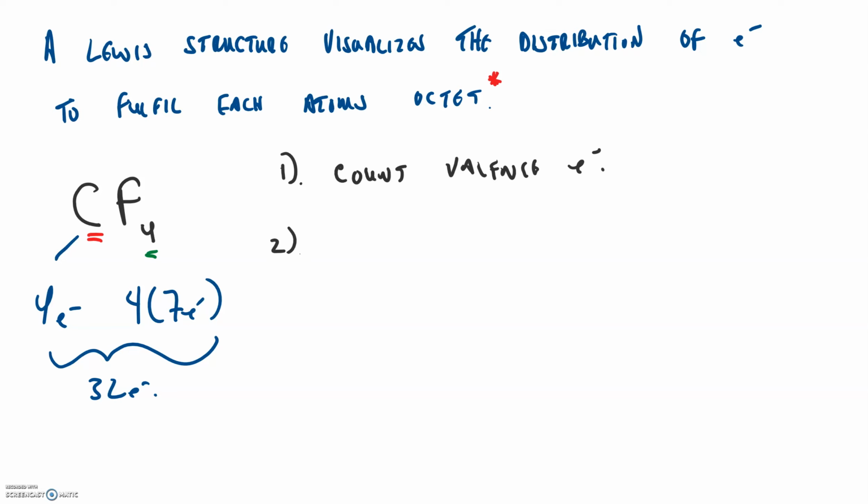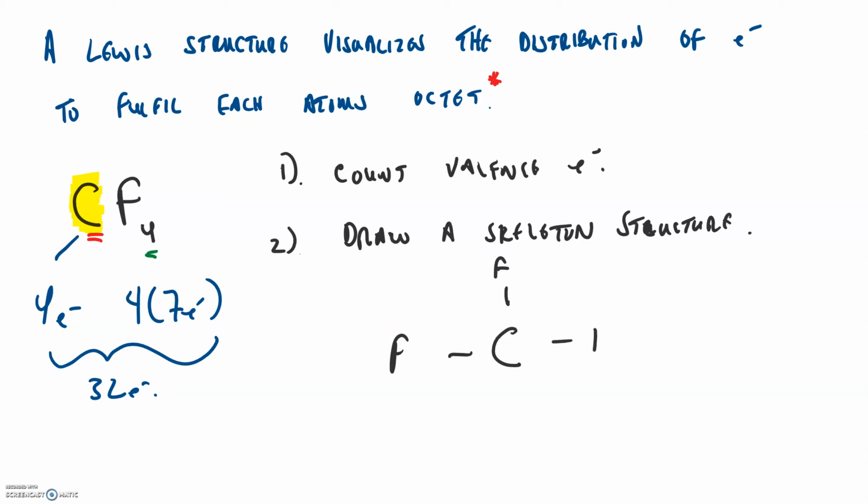The next thing that we're going to do is draw a skeleton structure. Kind of appropriate given the season. And what the skeleton structure does is it shows us the basic layout of all of the atoms involved. Typically, if we have one of any particular element, that's the one that goes in the middle. So I'll put the carbon in the middle. And then the skeleton part is going to be showing where the atoms that are bonded to the carbon are distributed.